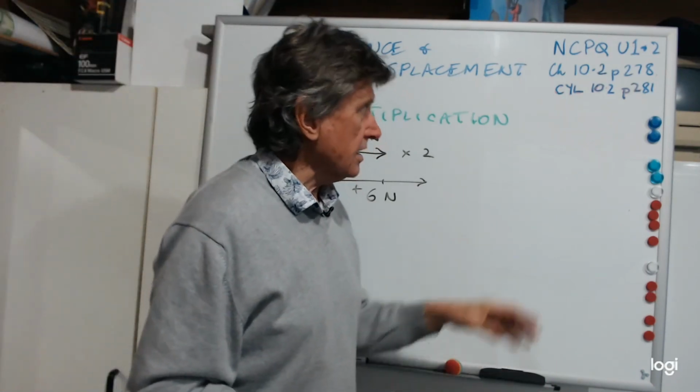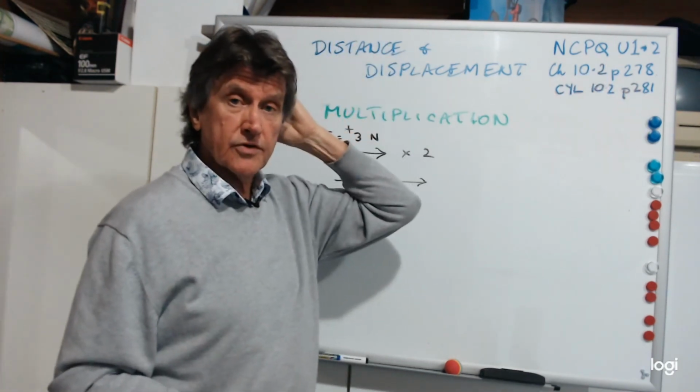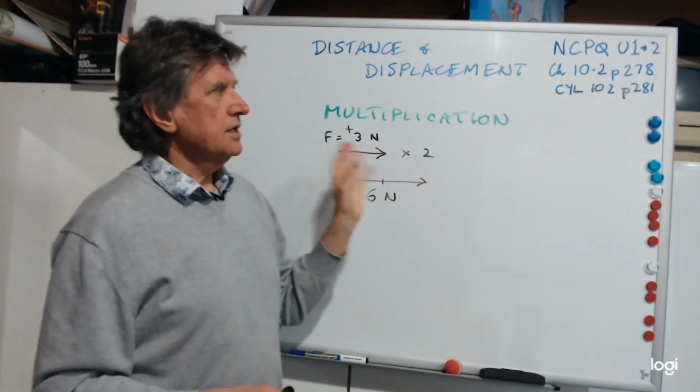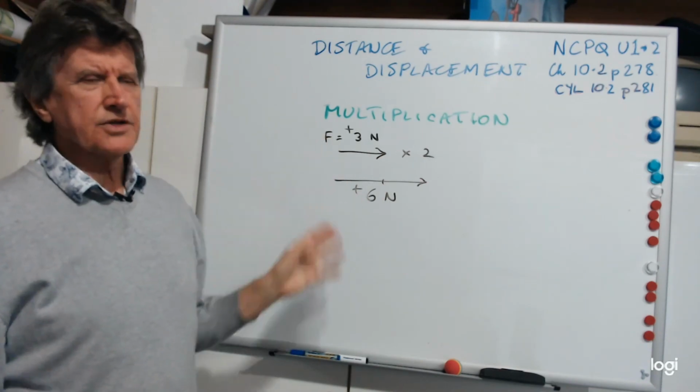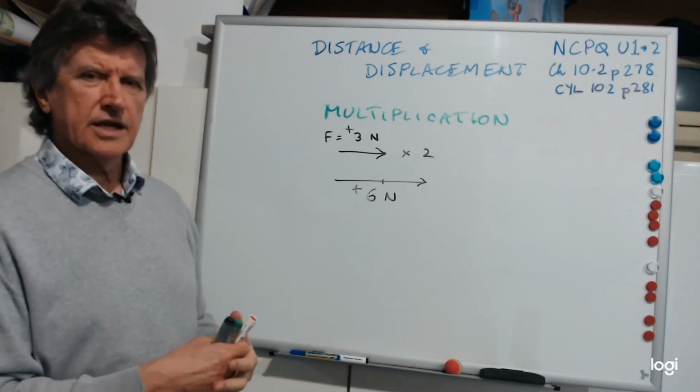Now I think I've done that. There's a CYL 10.2, page 281, worth trying. So we've finished 10.1, 10.2. It's all pretty straightforward stuff. It starts to get a bit heavier in the next bit of work.